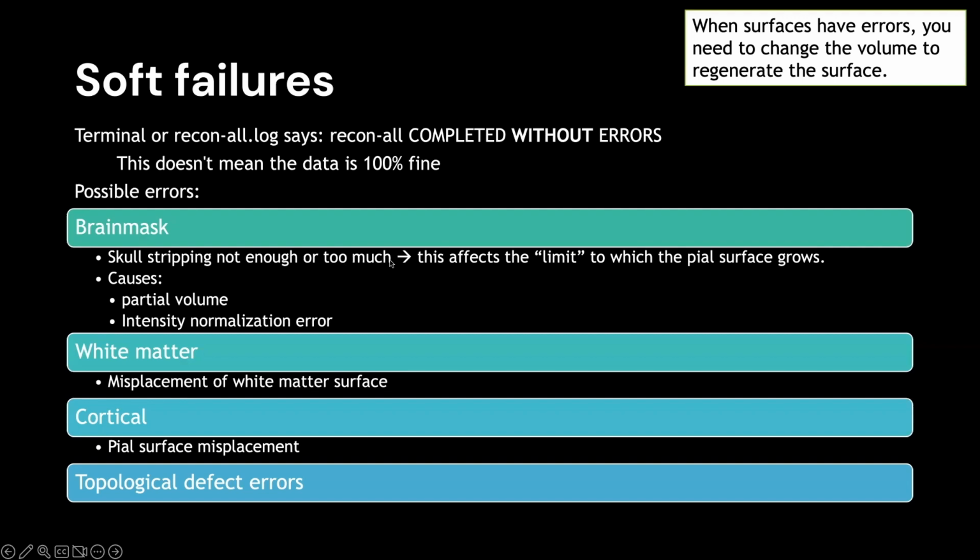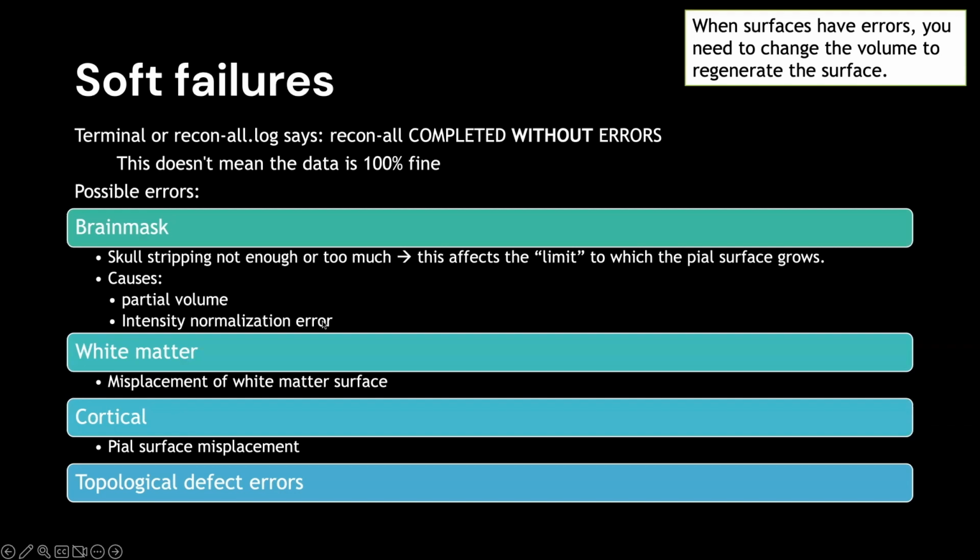The reason why this is important is because the gray matter surface, which is built from the white matter, is drawn at the next intensity gradient. So if there is a skull, the skull will be brighter. So FreeSurfer will think that the gray matter, the next highest intensity gradient, will be at the skull level. So it will create the gray matter surface at the skull level, which is obviously wrong. So you need to correct this. The reasons for this are partial voluming effect or an intensity normalization error.